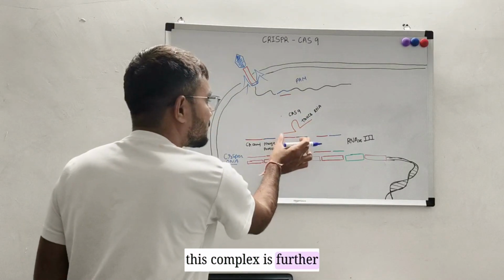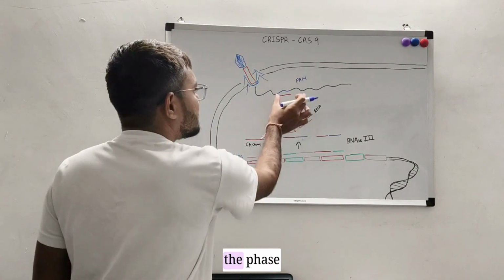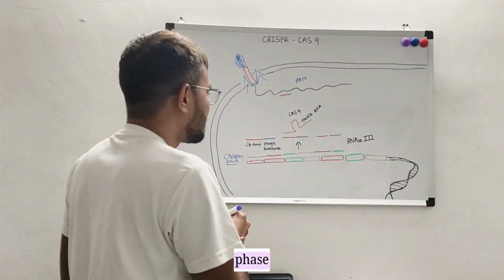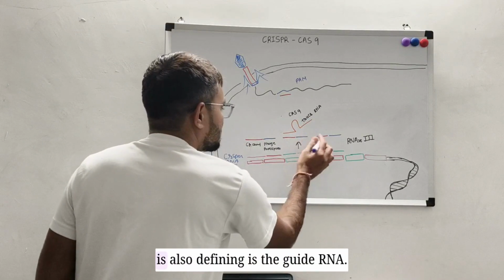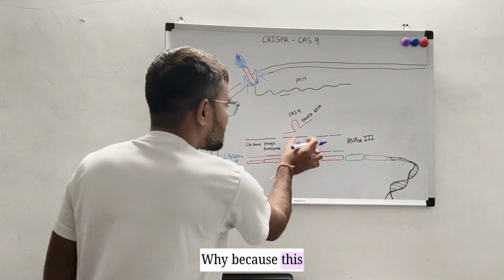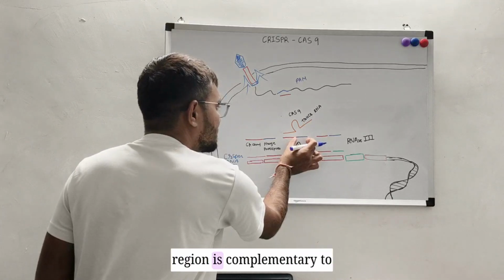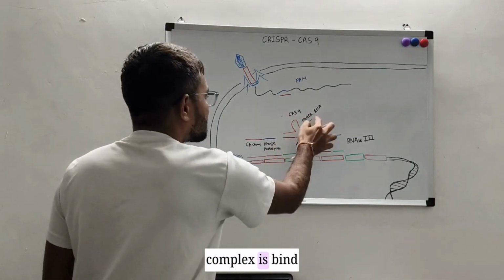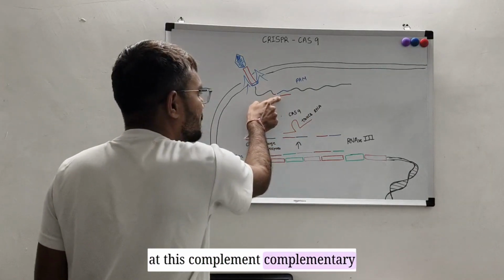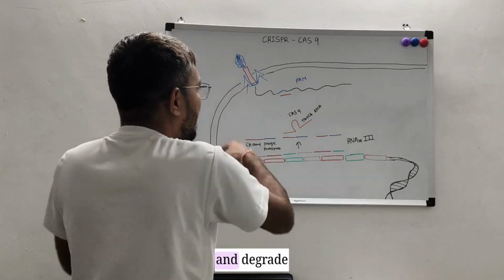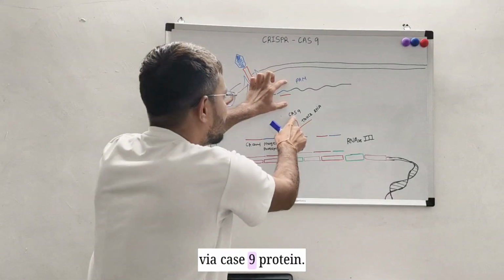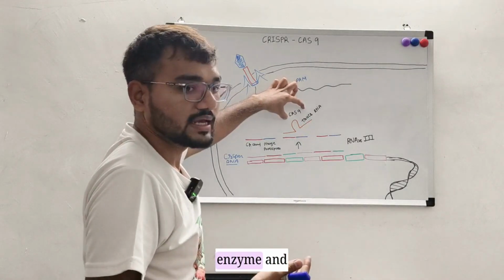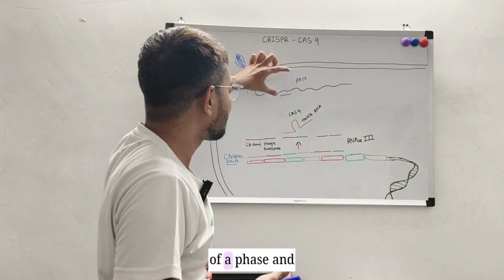Now this complex further recognizes the phage genome. Here, the phage protospacer region is also defined as a guide RNA. Why? Because this protospacer region is complementary to the phage genome, and this complex binds at this complementary site of the phage genome and degrades it via the Cas9 protein. So here Cas9 also acts as an endonuclease enzyme and cuts down this region of the phage.